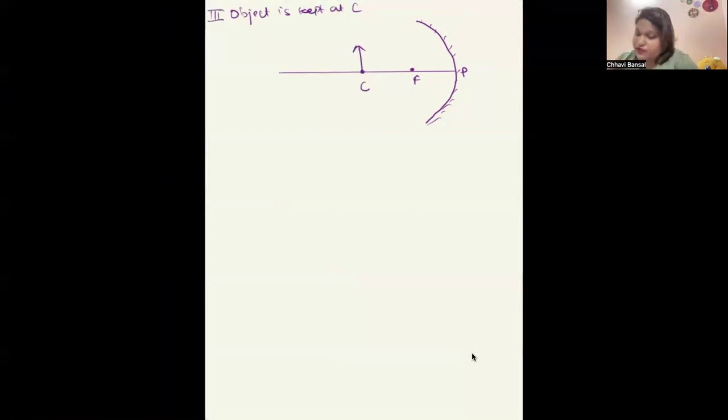Now, how will the image formation take place? Let's pass the ray parallel to the principal axis. It will go through the focus, right? Next, let's pass a ray through the focus. Let's see how it goes.